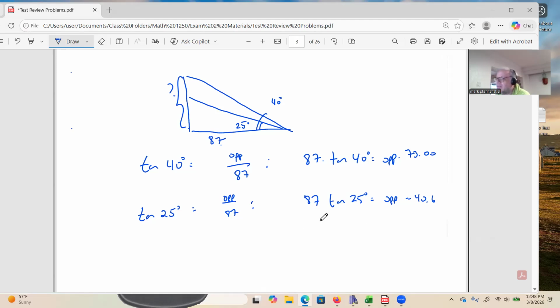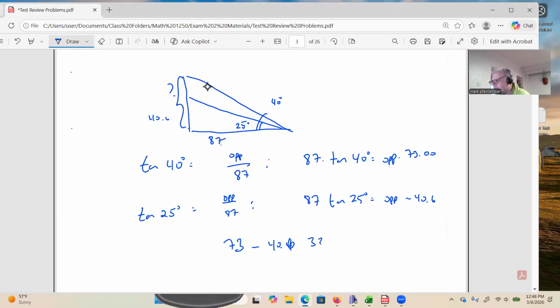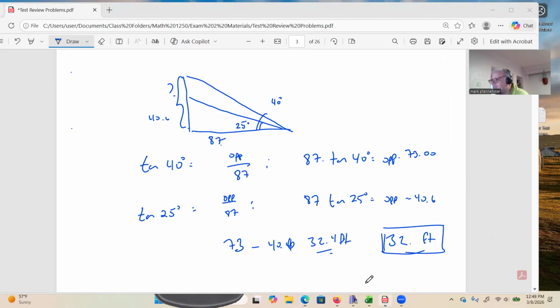Okay. So we know that this little piece here is 40.6. We know that the whole thing is 73. So we're going to say 73 minus 40.6. We have 73 minus our previous answer, and then we end up with 32.4 feet. And since we went to the nearest foot, our answer is going to be 32 feet. All right. And that is how you do that kind of a problem.